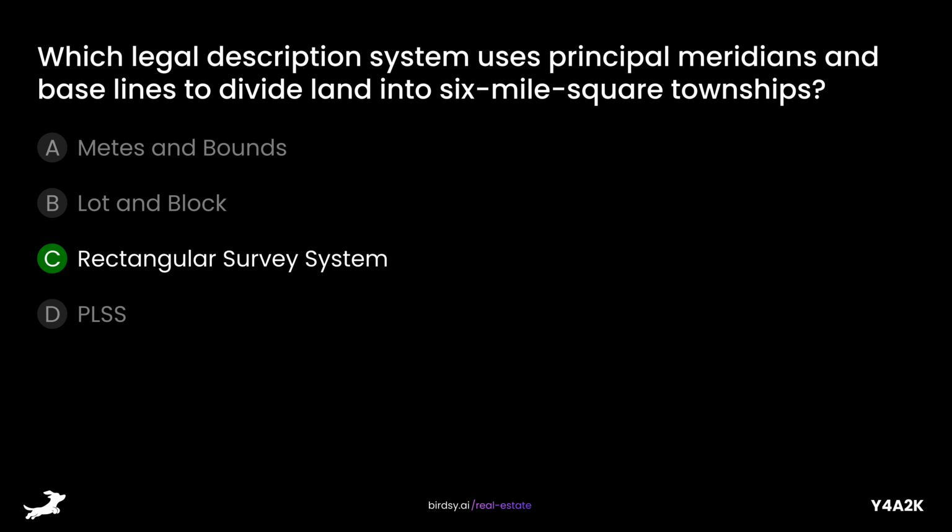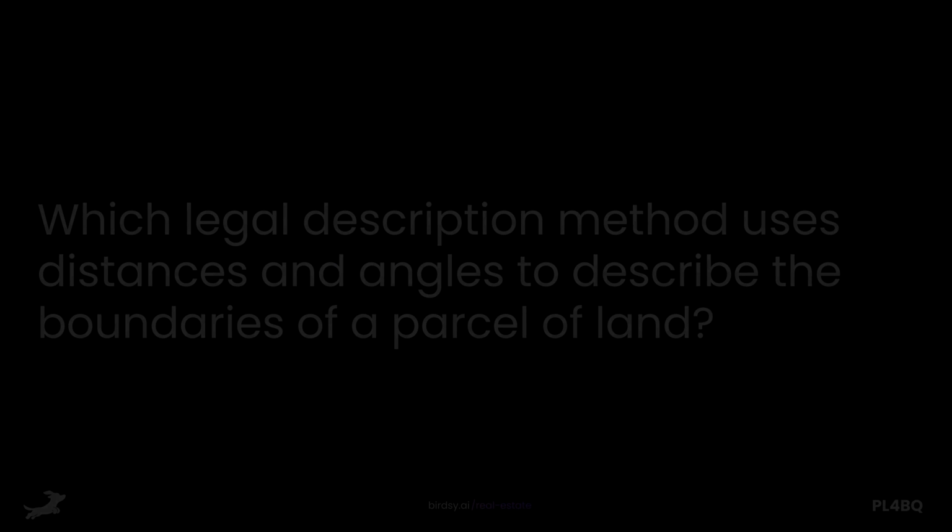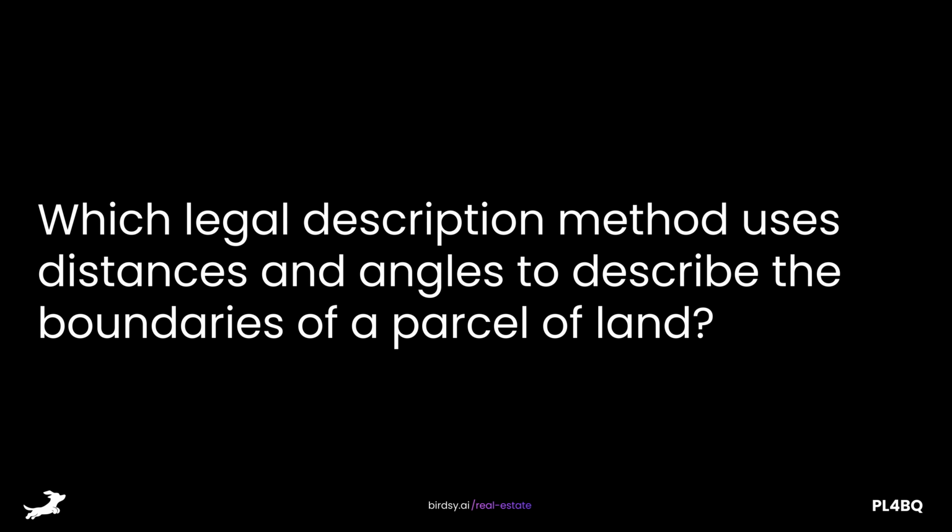The answer is C, rectangular survey system. The rectangular survey system, also known as the public land survey system, divides land into townships based on principal meridians and baselines. Which legal description method uses distances and angles to describe the boundaries of a parcel of land?